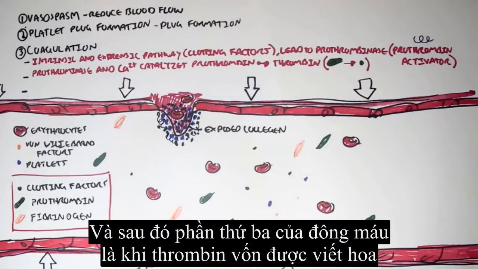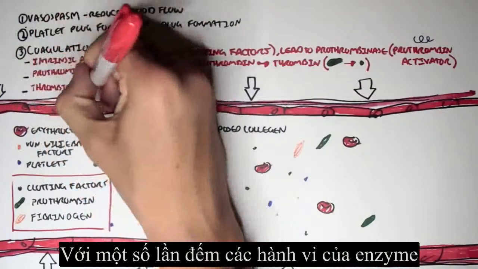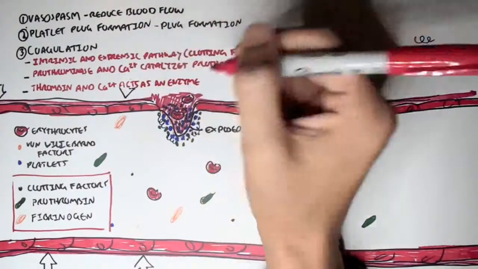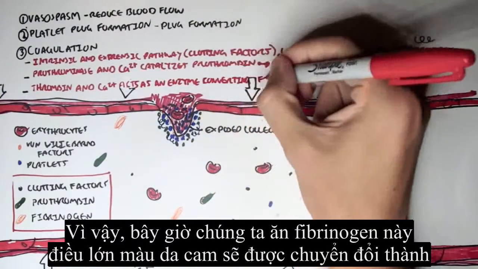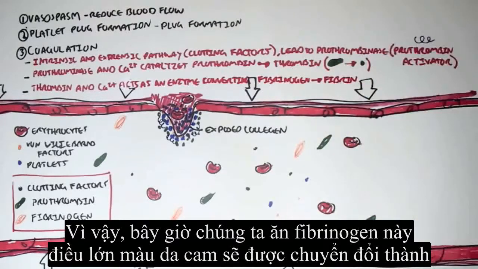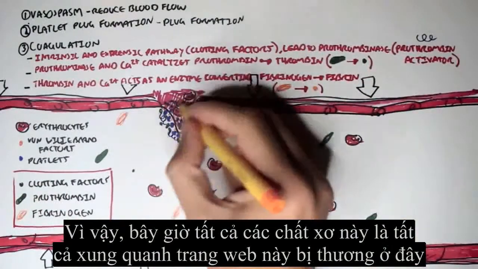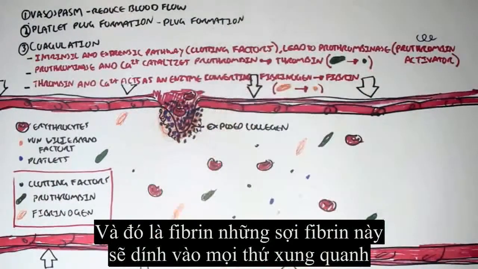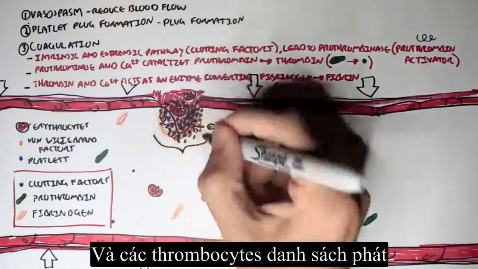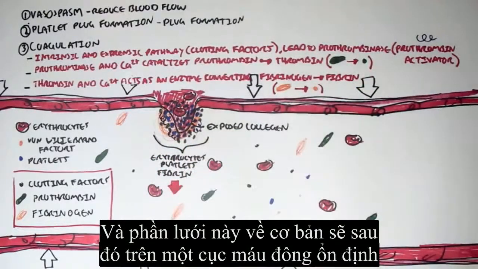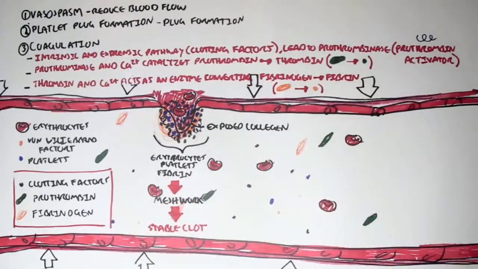And then the third part of coagulation is when thrombin, which was just catalyzed from prothrombin, with again some calcium ions, acts as an enzyme to convert fibrinogen into fibrin. So now this fibrinogen, this big orange thing, will get converted into fibrin. So now this fibrin is all around this injured site here. And these fibrin fibers will stick to everything else around there, the erythrocytes and the thrombocytes, the platelets, to form essentially a sort of meshwork. And this meshwork will essentially later form a stable clot.